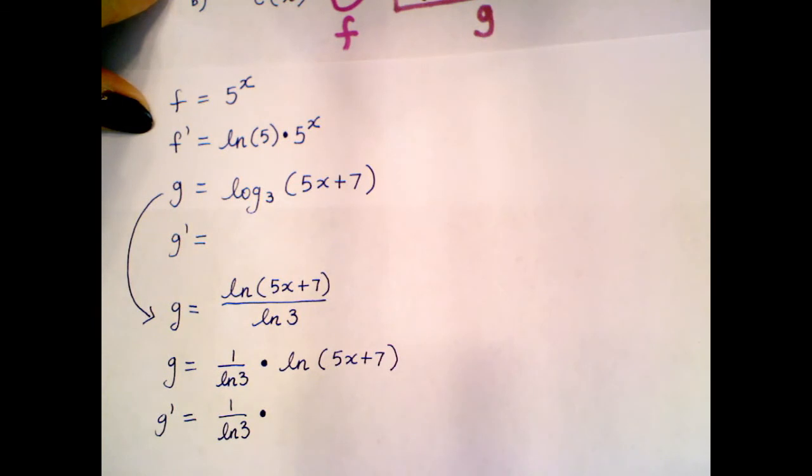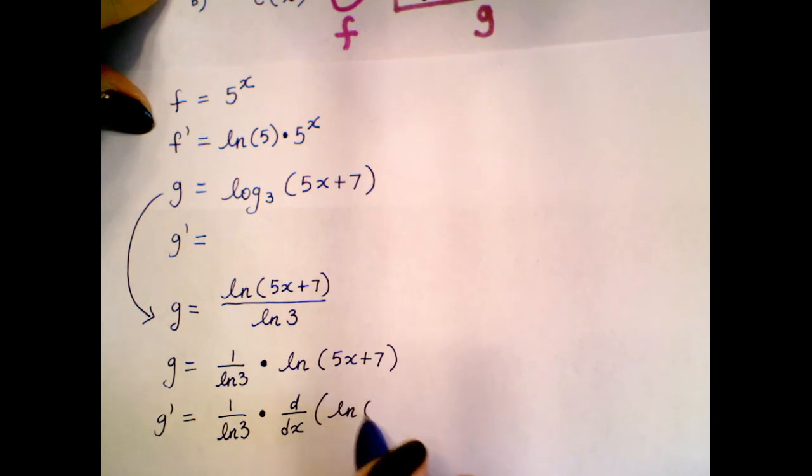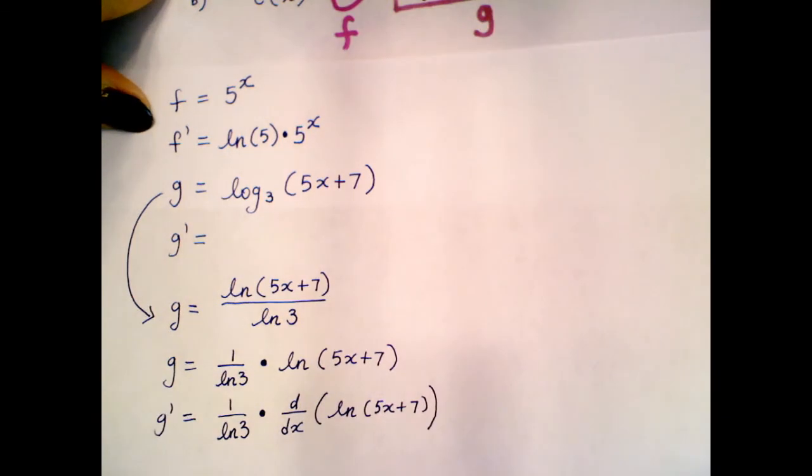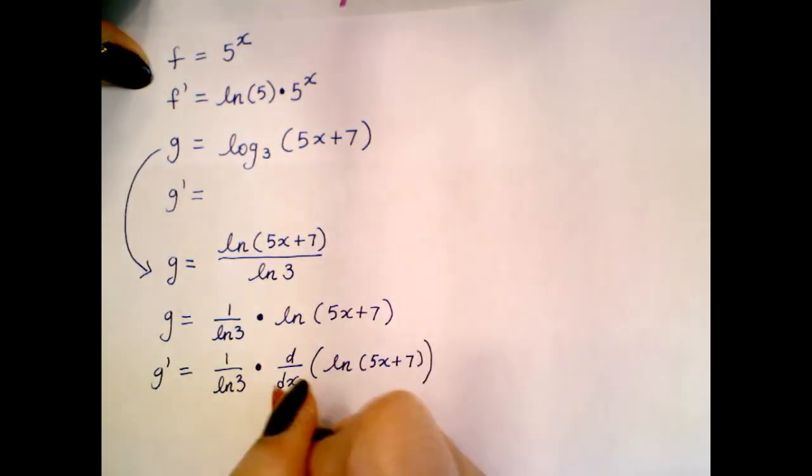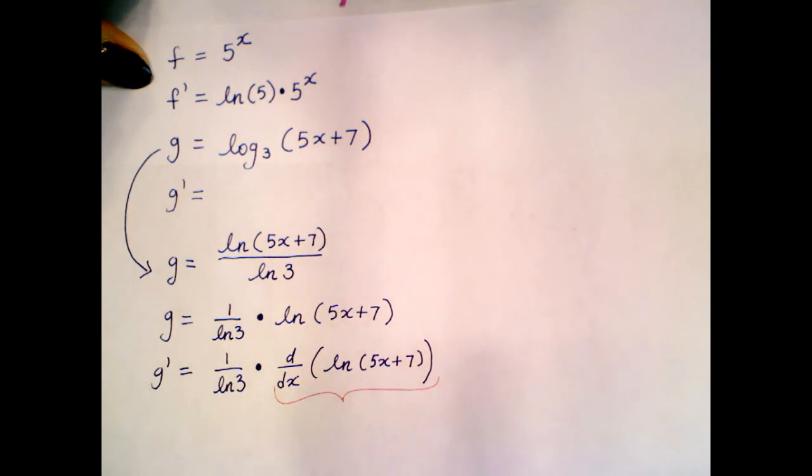I was looking for the notes that we took for when we did the first, but I couldn't find it. So I'll just do it over here. d/dx, derivative of natural log of 5x plus 7. So how do we do this, right? All right, let's do that together.